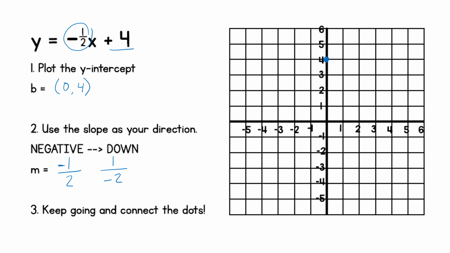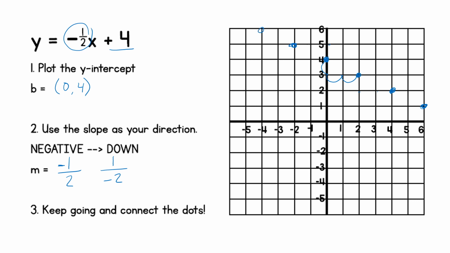So we need to go down 1 and then right 2. And now that's going to create a negative slope, which is a downward slope. Down 1, right 2. Down 1, right 2. You could also go up 1, left 2, back from our y-intercept to go back the other way.